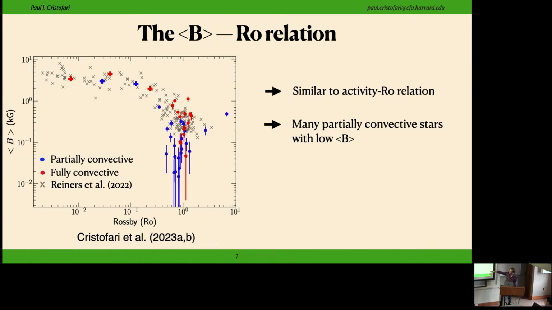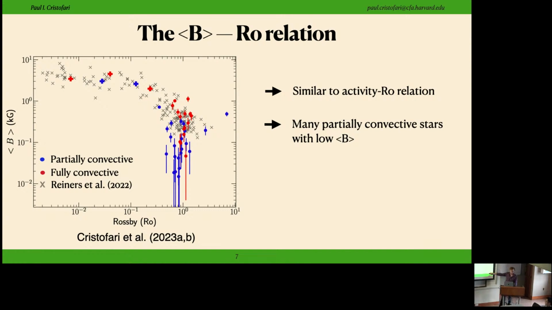And at some point, you do have a relation between the magnetic field, the activity, and the Rossby number. Well, we see the same thing with the magnetic field. This is something that was observed by Reiners et al. in 2022, and we're able to actually reproduce the same relation. Now, the thing that is interesting is we have partially convective and fully convective stars in this sample.